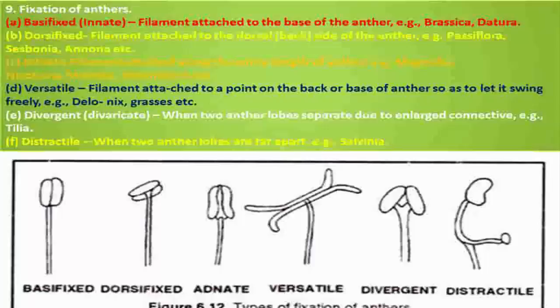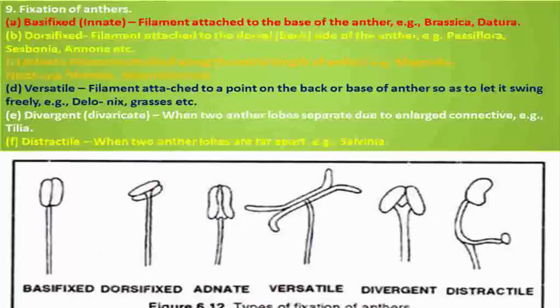Now the ninth is based on the fixation of the anther. It has been categorized into 6 branches, which are basifixed, dorsifixed, adnate, versatile, divergent and distractile. So they are 6 in number based on the fixation of the anther.